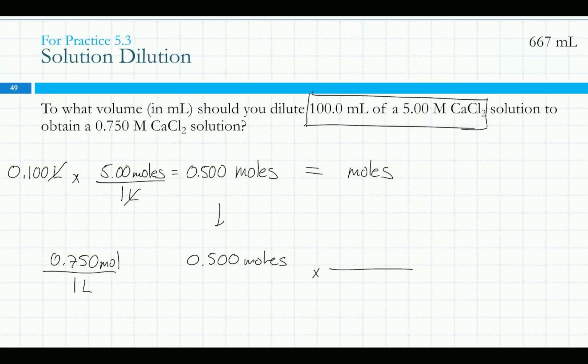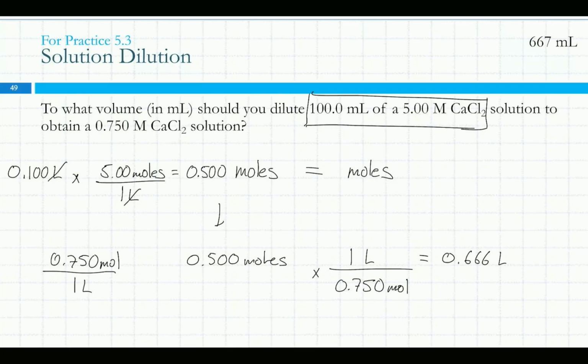It's just like any other conversion factor. I have moles here, and I want to cancel that out, so I'll put these moles on the bottom, and then 1 liter on top. So 0.5 divided by 0.750 equals 0.666 repeating liters. So if I dilute this 100 mils of 5 molar to 0.666 liters, that should give me 0.75 molar.